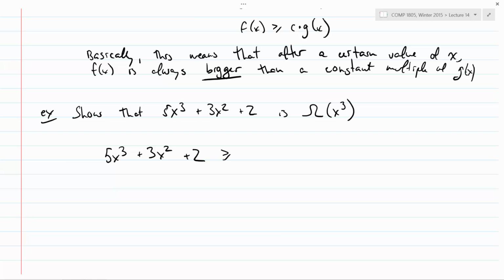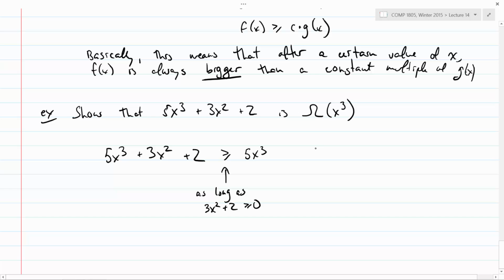So how might I do that? What's something that I can write that's definitely smaller or equal? Yeah, just 5x cubed. Right? If I ignore this 3x squared, I get something that's smaller. And if I ignore this 2, I get something that's smaller. This is only true as long as 3x squared plus 2 is greater than or equal to 0. Right? That's the only time I can truly ignore it, because if it's negative, then I can't leave it off. But we'll deal with that in a second.